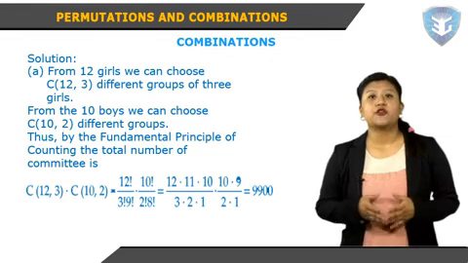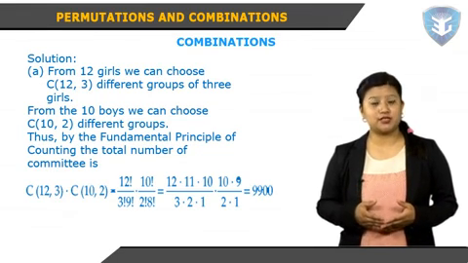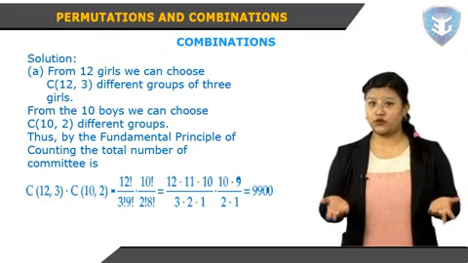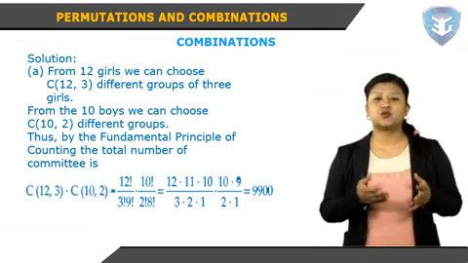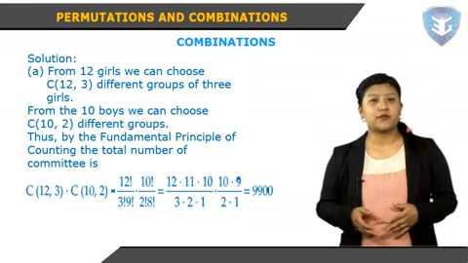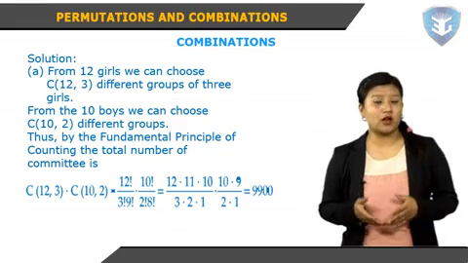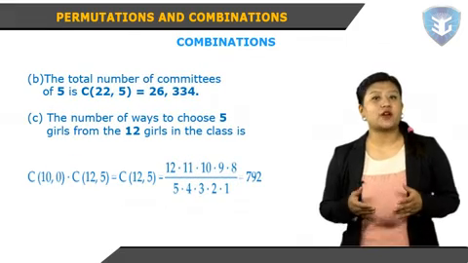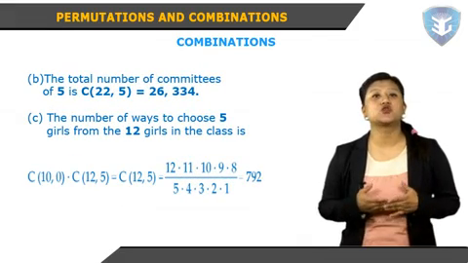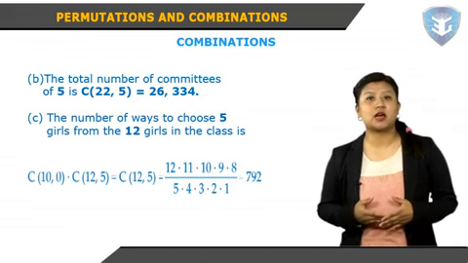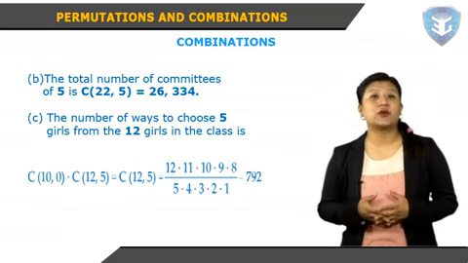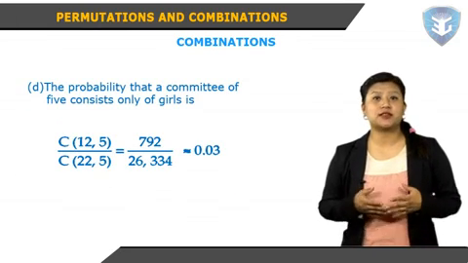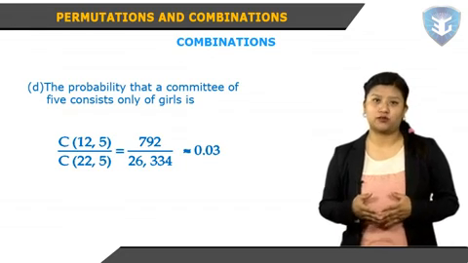The solution. We first note that the order of the children in the committee does not matter. From 12 girls, we can choose C(12, 3) different groups of 3 girls. From the 10 boys, we can choose C(10, 2) different groups. Thus, by the fundamental principle of counting, the total number of committees is as shown. The total number of committees of 5 is C(22, 5), which equals 26,334. The number of ways to choose 5 girls from the 12 girls in the class is as shown. The probability that a committee of 5 consists of girls is as shown on the screen.